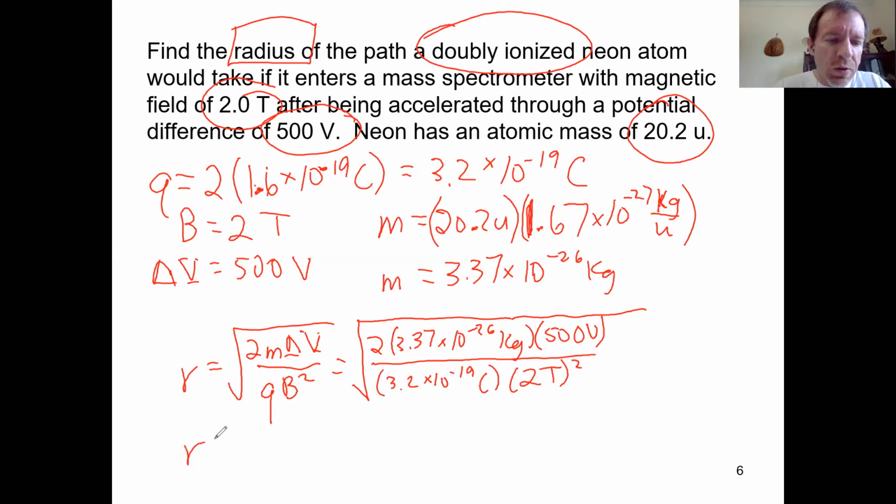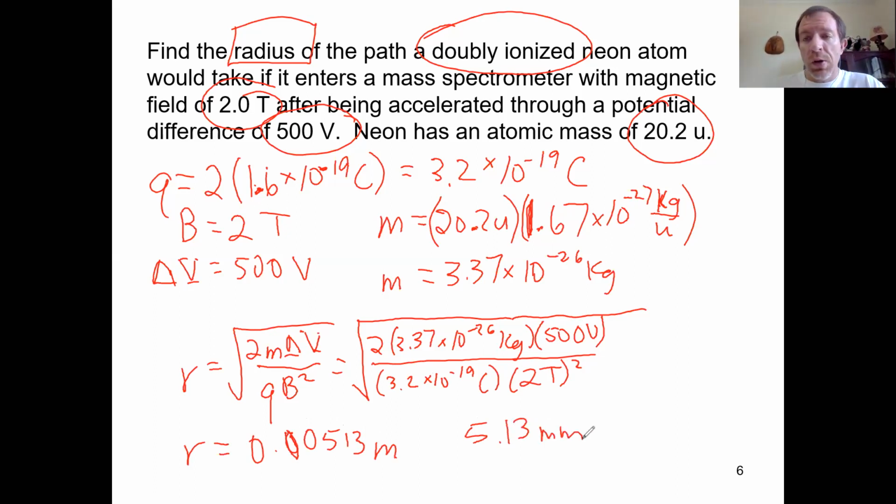And when we do all this, we get out that our radius is 0.00513 meters. That would be 5.13 millimeters if we were interested in that. If we wanted to know the diameter, what would we do? Well, we'd just double that number, but that is our result right there.